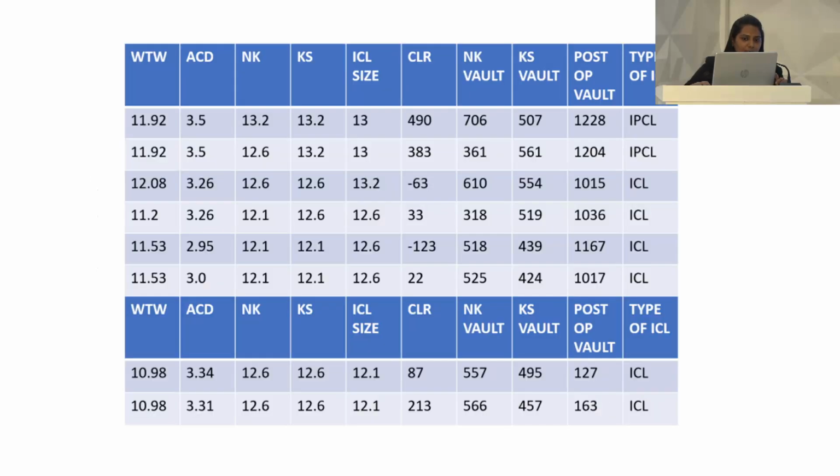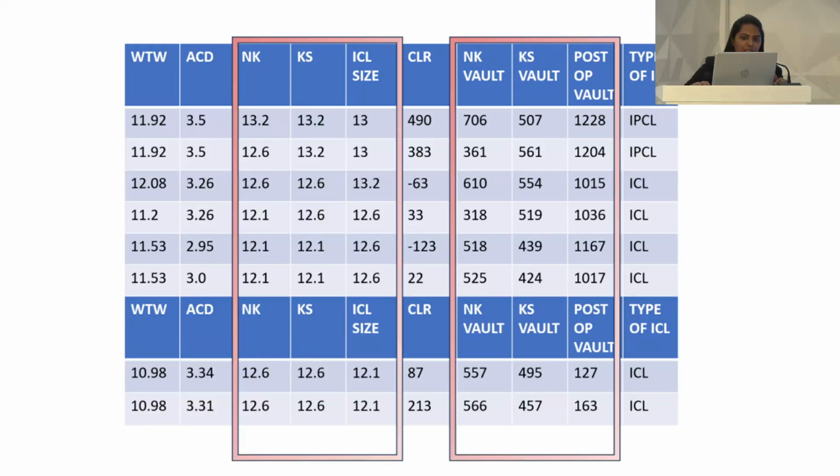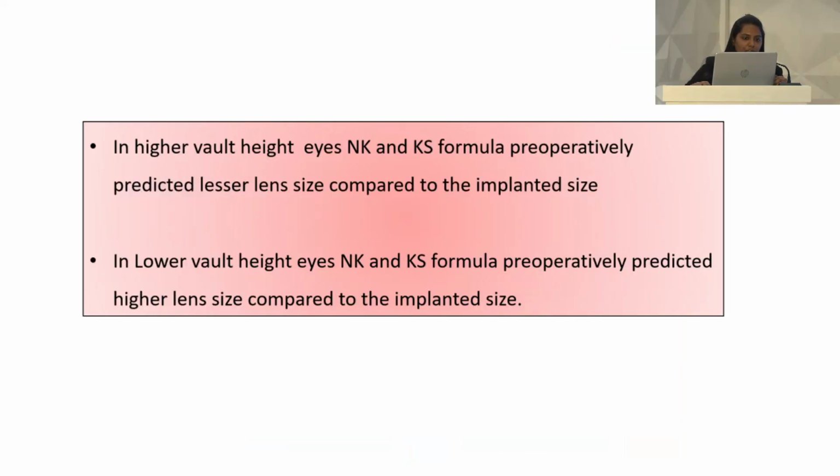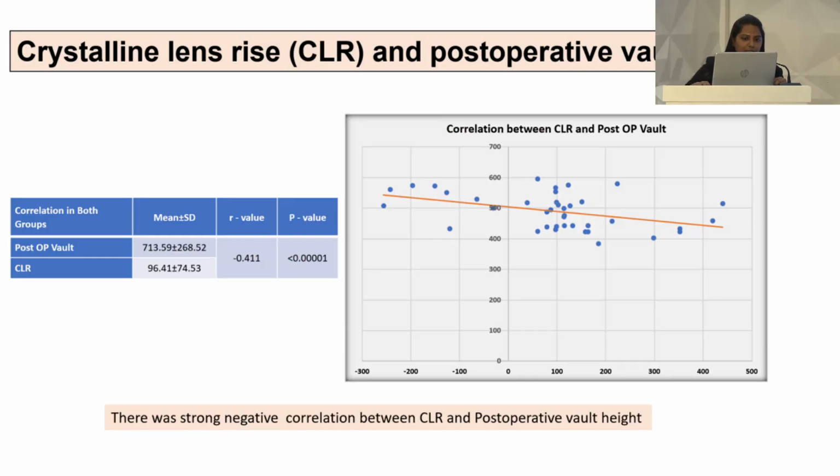So when these patients were analyzed separately, we could see that in patients where the postoperative vault height was more, the NK and KS formula has predicted one size lesser. Whereas in patients with a lesser vault height, the NK and KS formula has predicted one size more. So in higher vault eyes, NK and KS formula preoperatively predicted lesser lens size compared to the implanted size, and in lower vault eyes, NK and KS formula preoperatively predicted the higher lens size compared to the implanted size. The crystalline lens rise and postoperative vault height has a strong negative correlation.